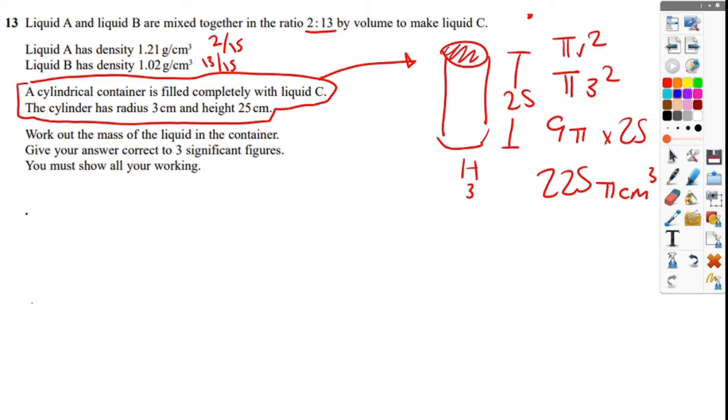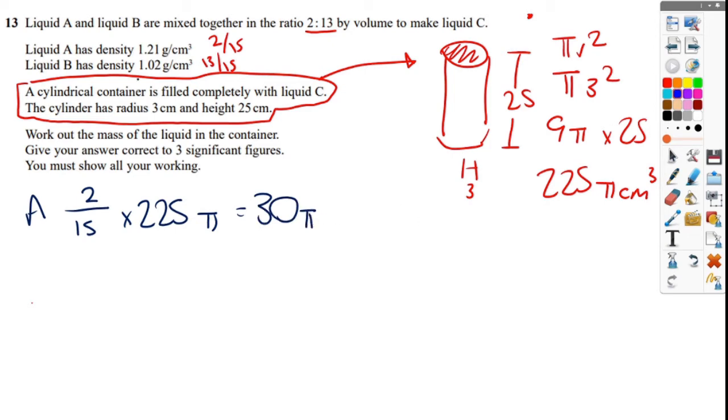Changes to blue. So liquid A. I know it's going to be 2 out of 15 of the total, which is 225 pi. So 2 over 15 times 225 means it's going to take up 30 pi.